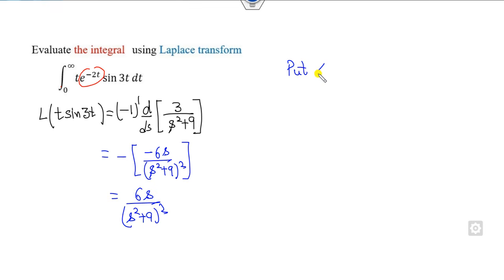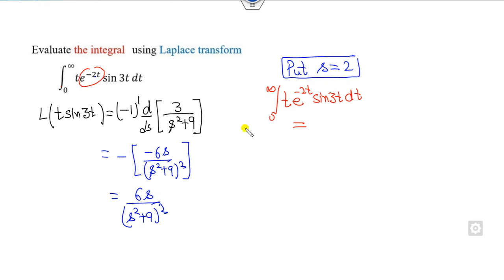Then you can substitute s as 2. So put s equal to 2. The left-hand side becomes the integral of e raised to power minus 2t sine of 3t, which is equal to, at s equal to 2, 12 divided by 4 plus 9, which is 13 square. So that is 12 over 169, which is the right answer of the problem.